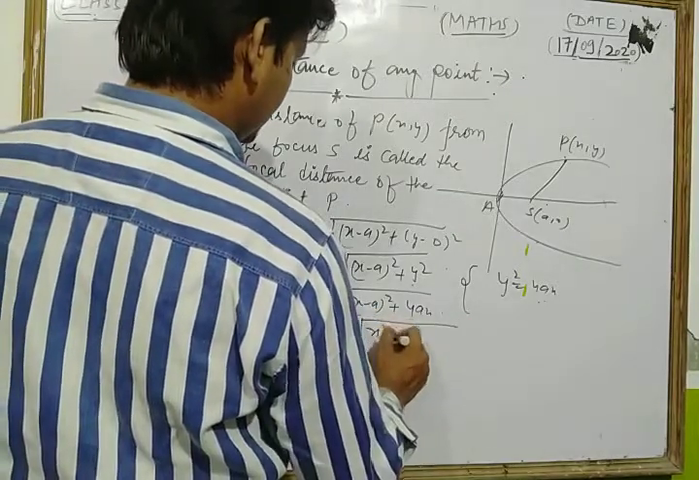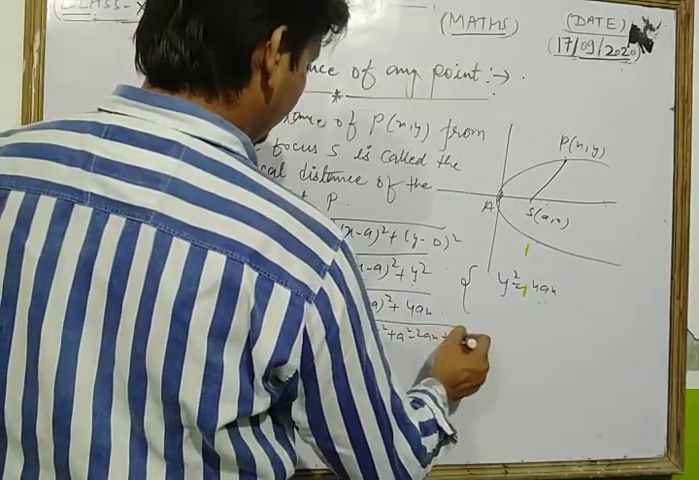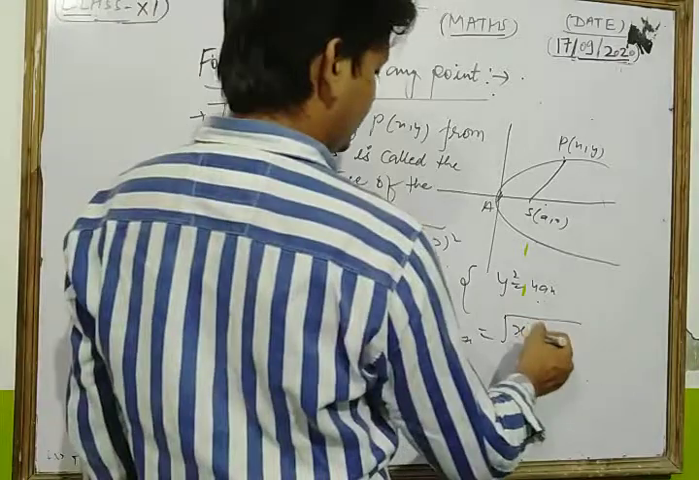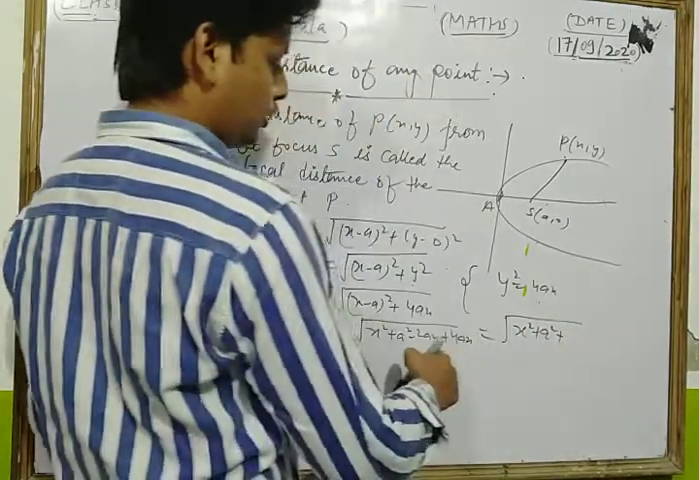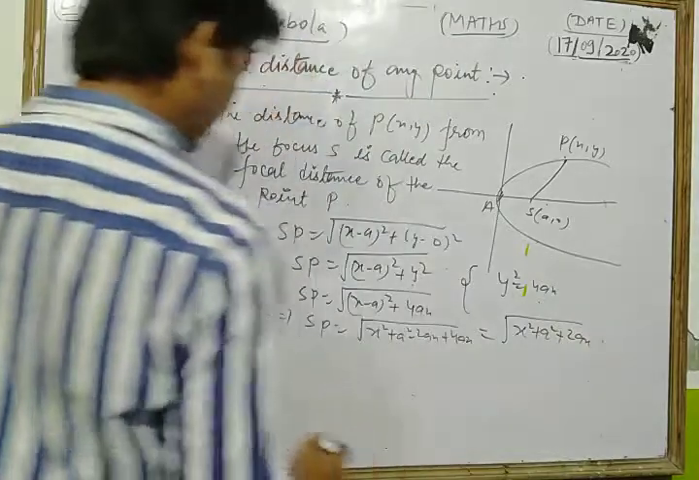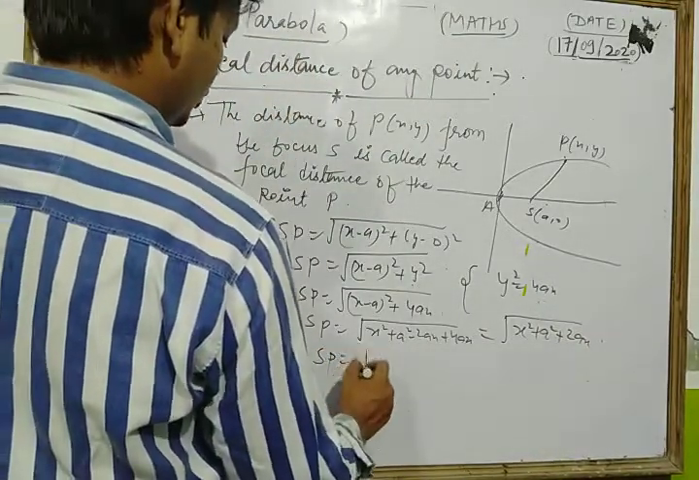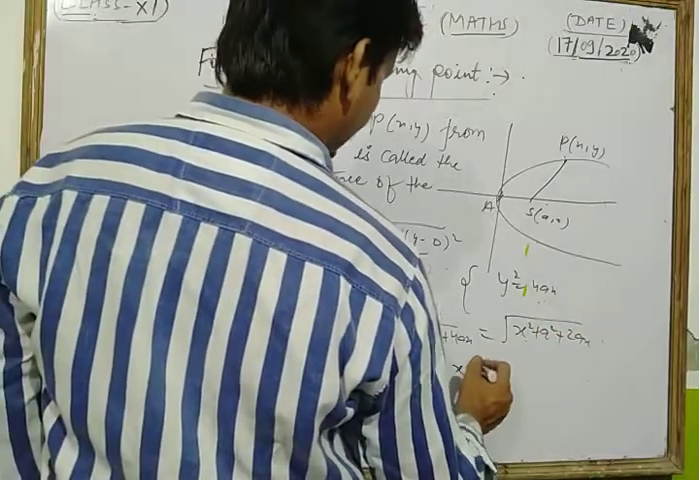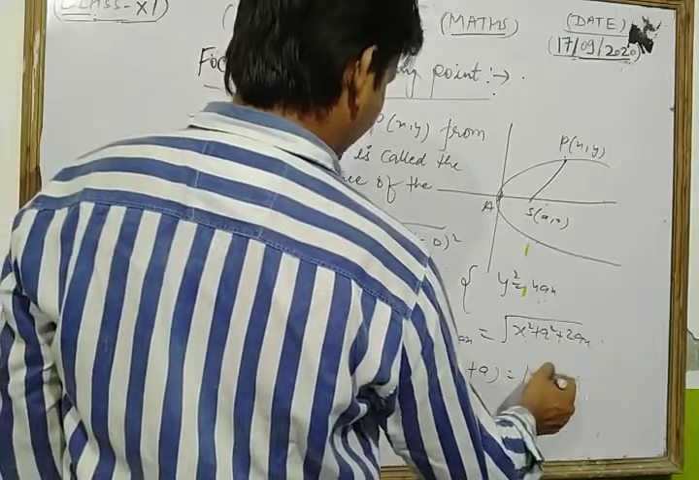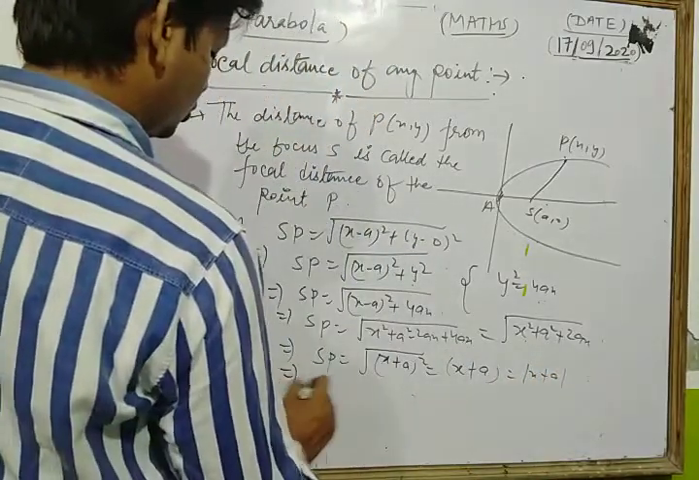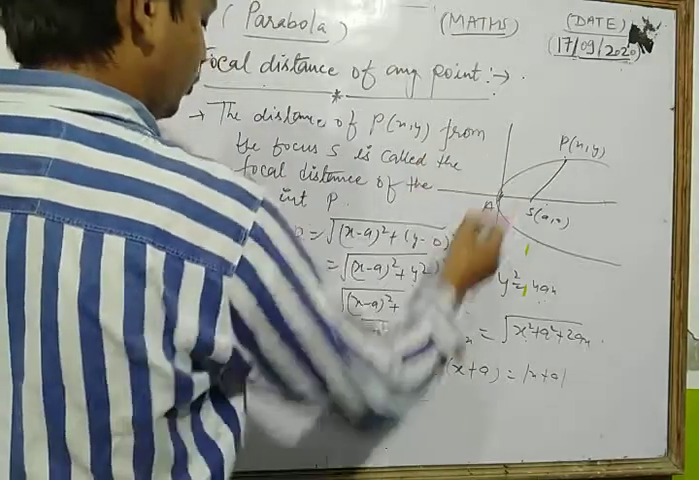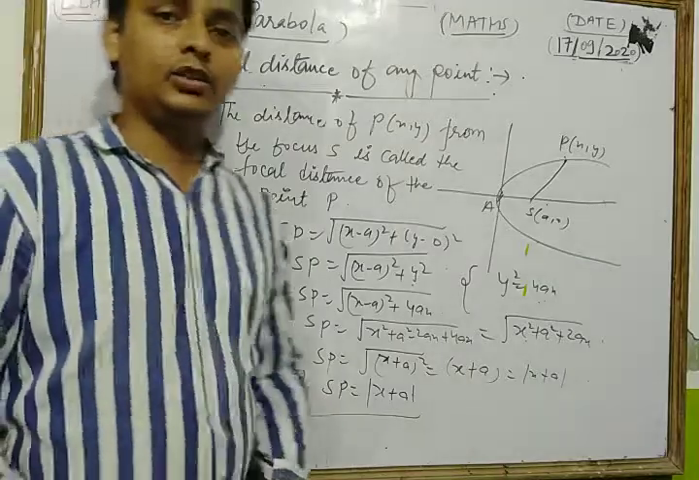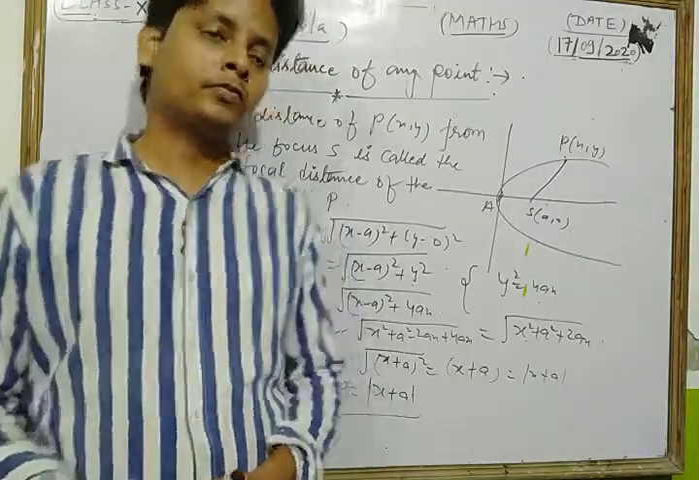Now we simplify: x square plus a square minus 2ax plus 4ax. We get x square plus a square plus 2ax. So SP is equal to the square root of (x plus a) whole square, that is x plus a, or we can write mod of x plus a, since this is a distance, so it is taken as positive. So the focal length of the parabola y square is equal to 4ax is given by the relation x plus a. This is a very important concept, dear students.